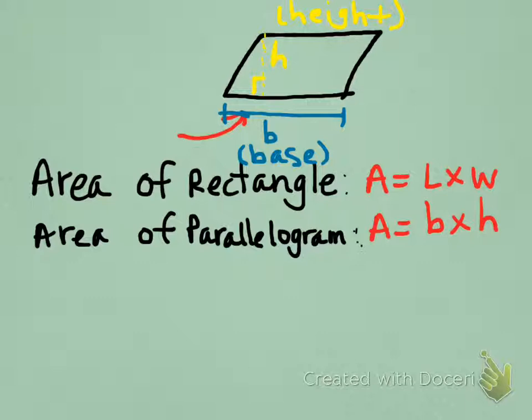Now, do you see the connection? The length, what we normally call in the rectangle, on a parallelogram is called the base, and the width is the height. So the area of a parallelogram is base times height. Now that you understand this, we should be able to find the area.